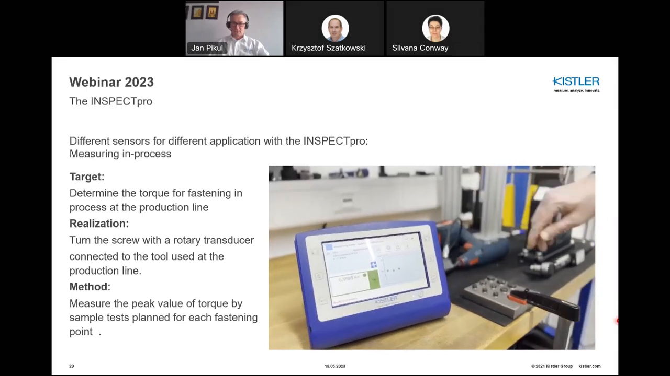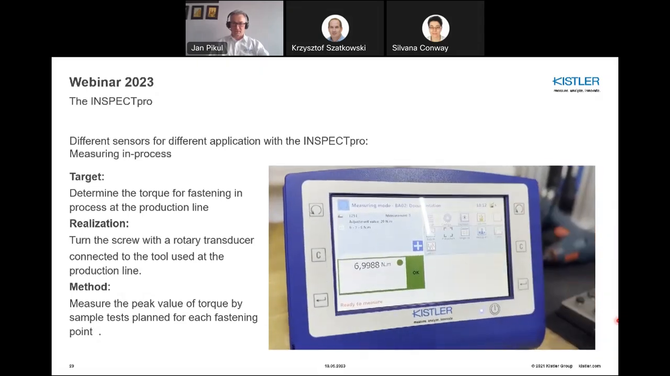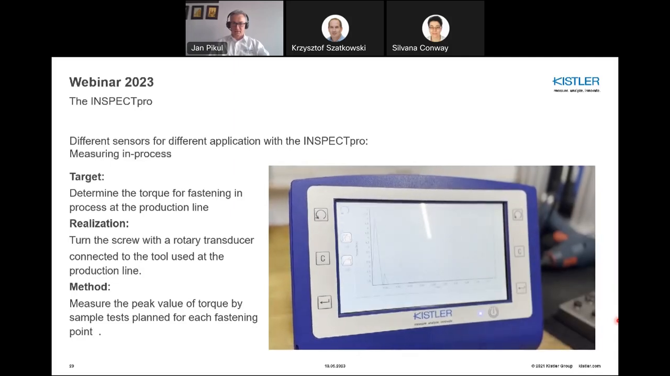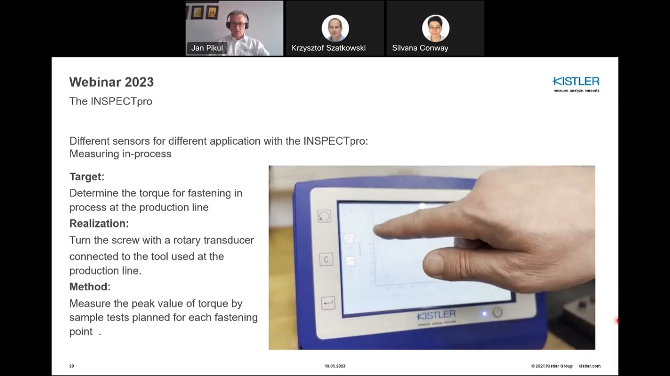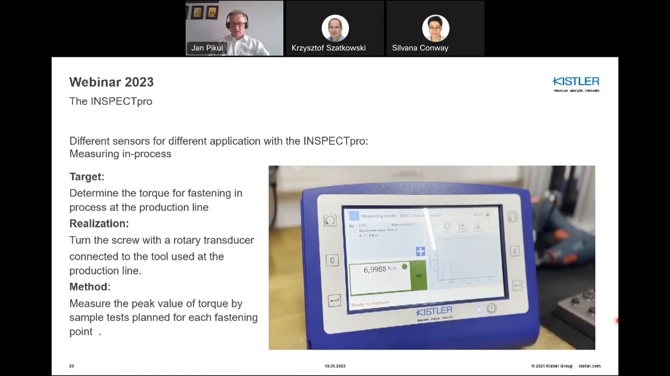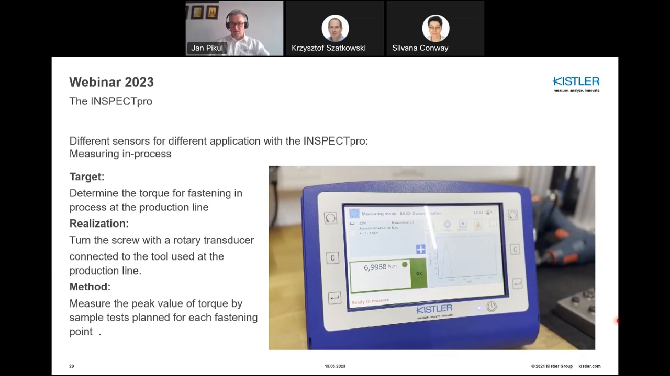So as you can see in this movie, all these three bolts have been fastened, and now we can analyze each of them separately to see the curve, and then we can also compare the three bolts to see how big the difference is between each of them. All these analyses are possible on this small screen. But again, if you want to analyze and create more developed reports, you can send the data to the PC.